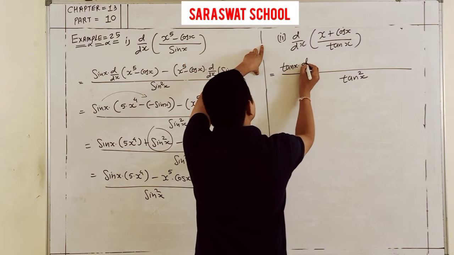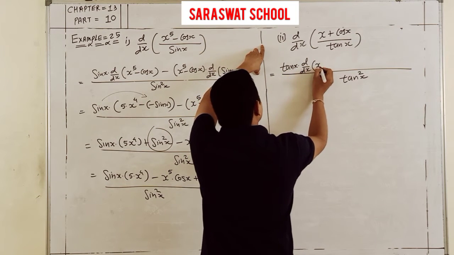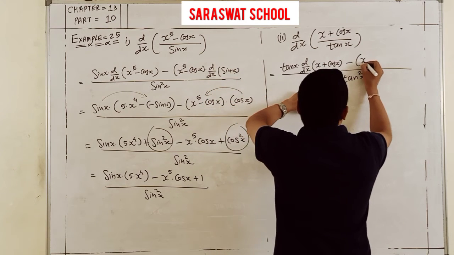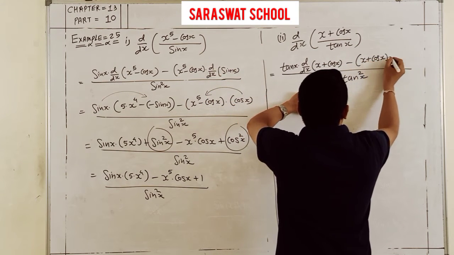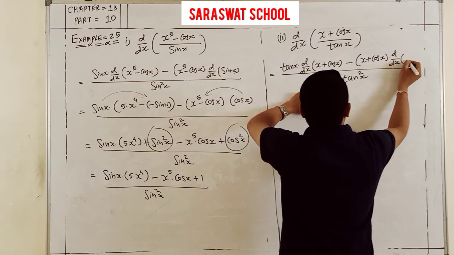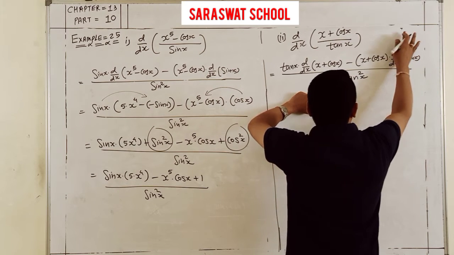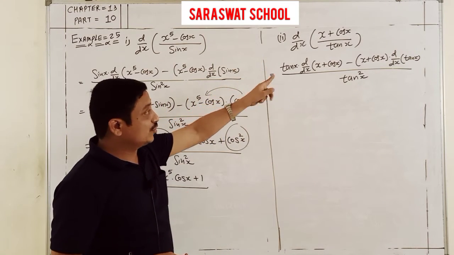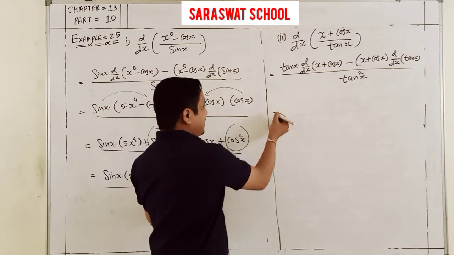In the division form, we will start with denominator square, and another denominator, d/dx of numerator, minus, now numerator, d/dx of denominator. That's simply applying the formula: denominator times numerator derivative minus numerator times denominator derivative. My answer is done.